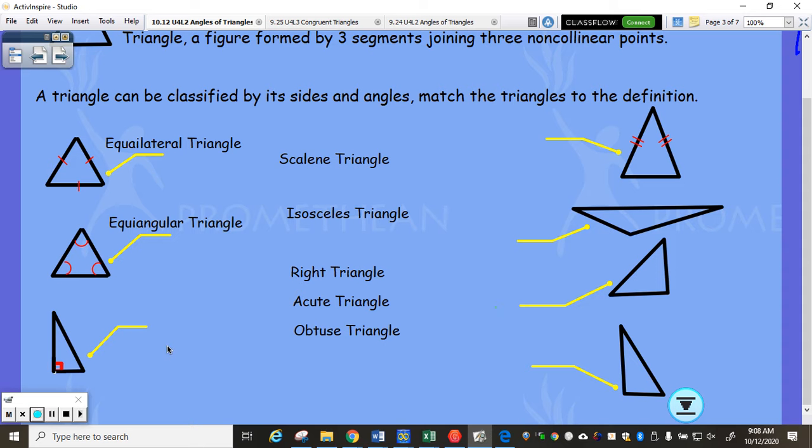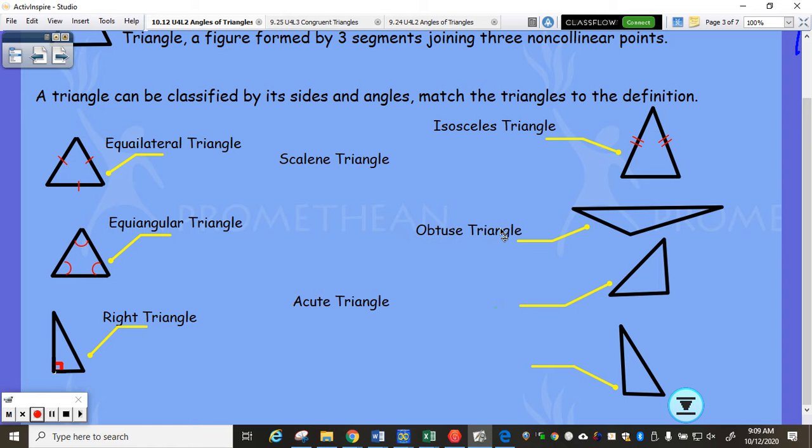Okay, we'll try this one then. All right, Maddie, what kind of triangle is this? There's a little box in the corner right here. A right triangle. All right. Somebody else. What is this triangle? Two sides are equal to each other. Isosceles. What kind of triangle is this right here? Obtuse. Because this is an obtuse angle right here.